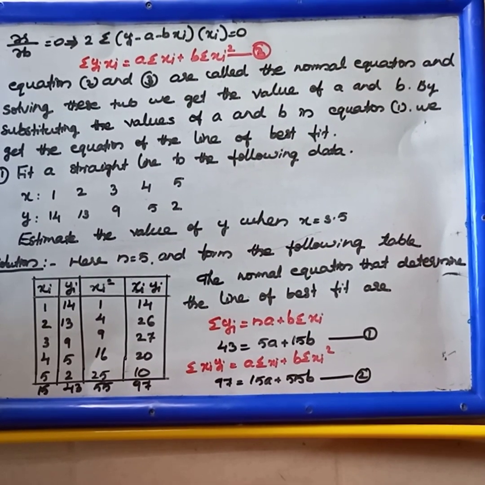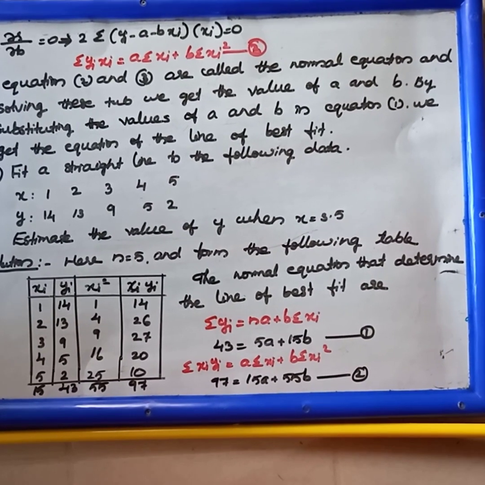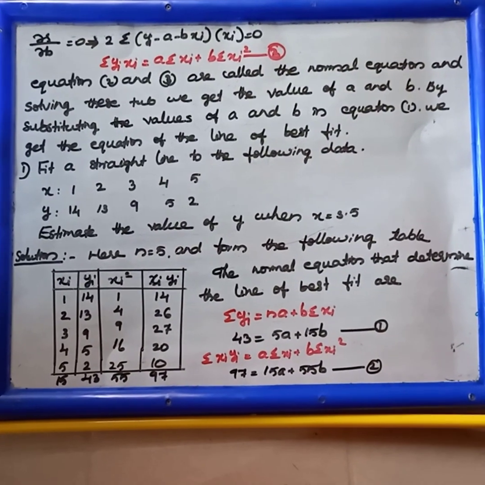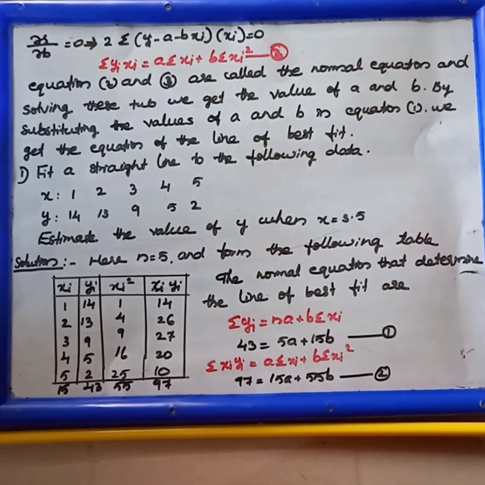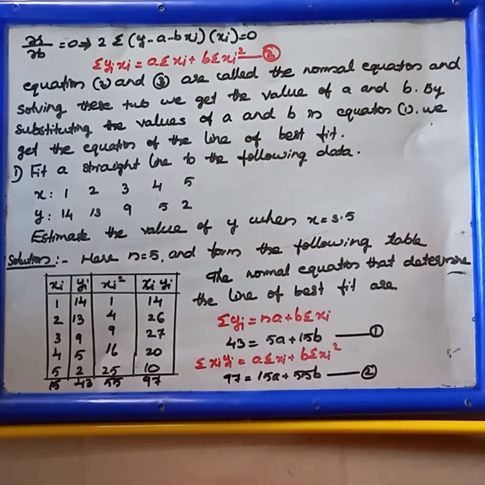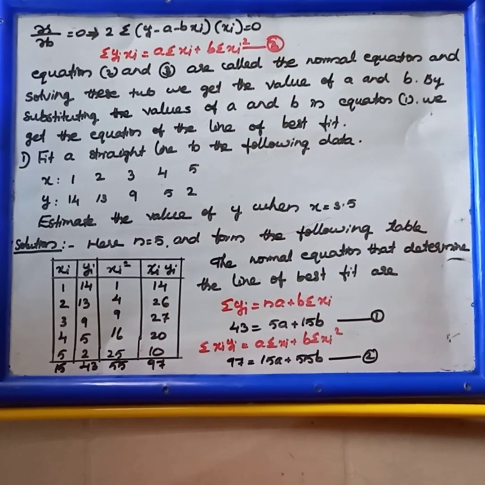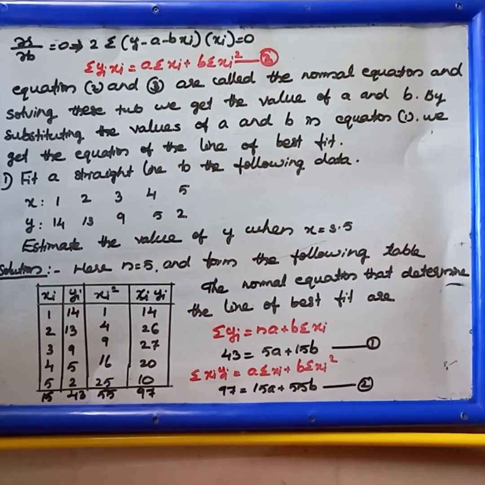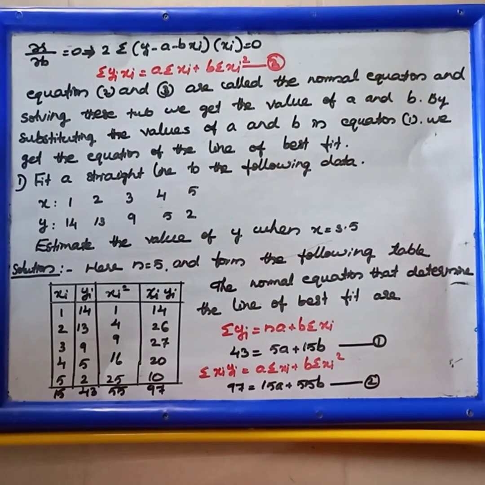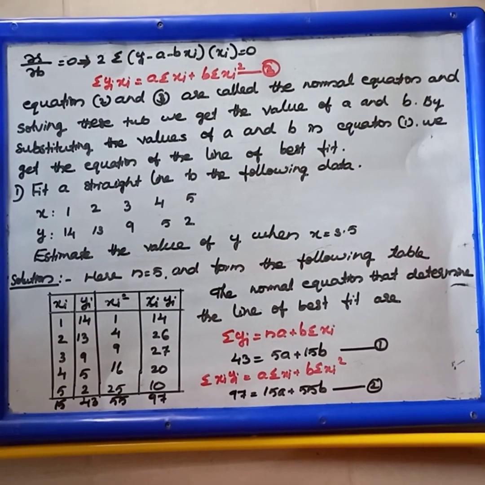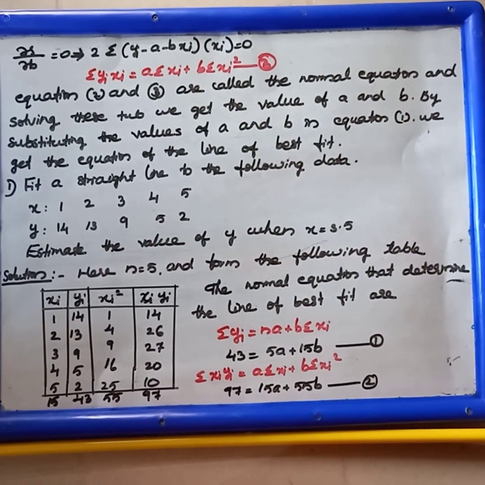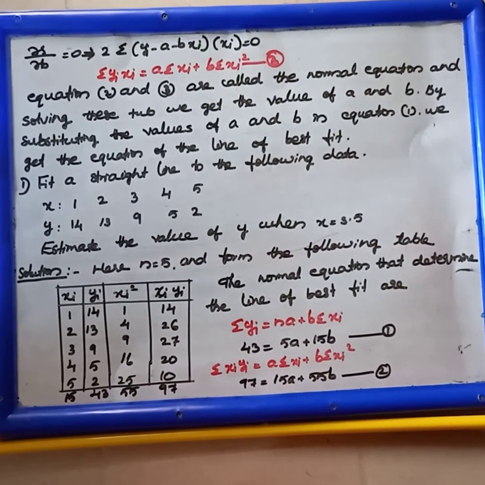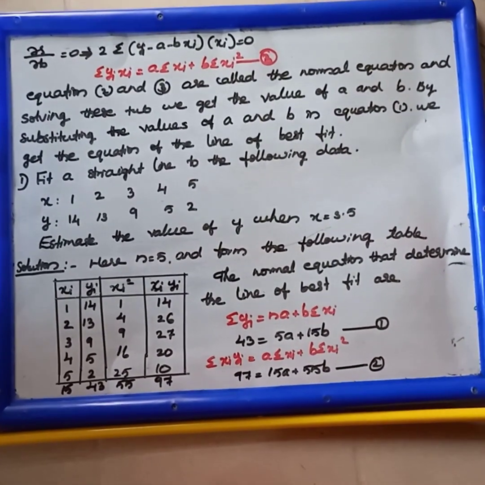Problem. First one: fit a straight line to the following data. x values 1, 2, 3, 4, 5, then y values 14, 13, 9, 5, 2. Estimate the value of y when x is equal to 3.5. Solution. Here n is equal to 5. Form the following table. Given xi values 1, 2, 3, 4, 5, yi 14, 13, 9, 5, 2. Then xi square 1, 4, 9, 16, 25. Then xi into yi is equal to 1 into 14, 14, 26, 27, 20, 10.